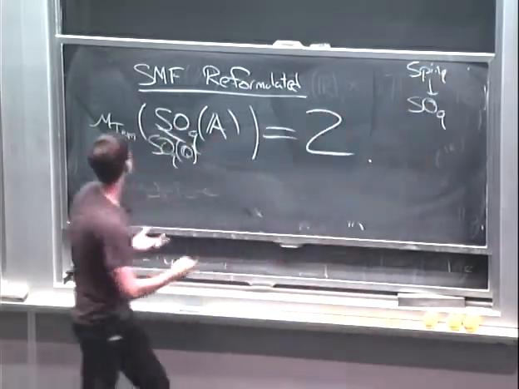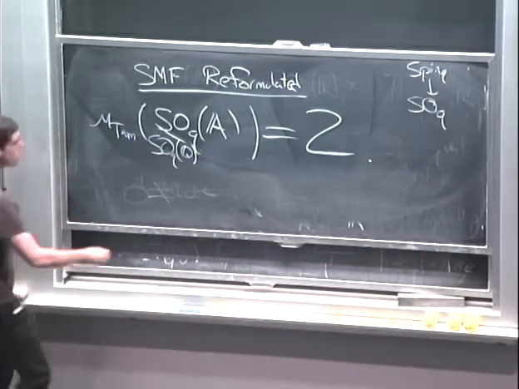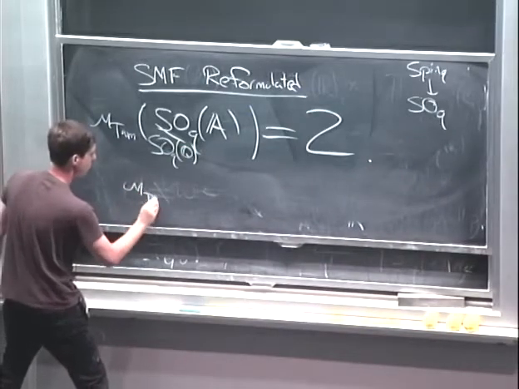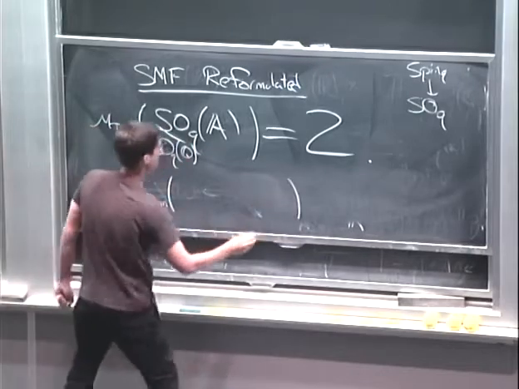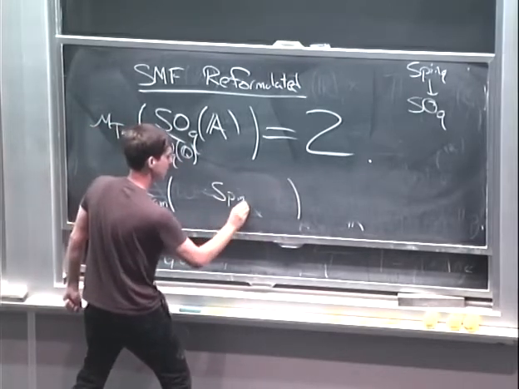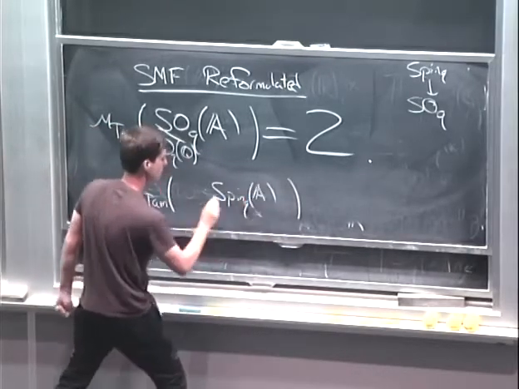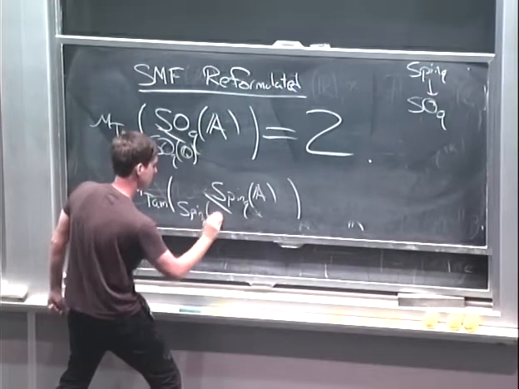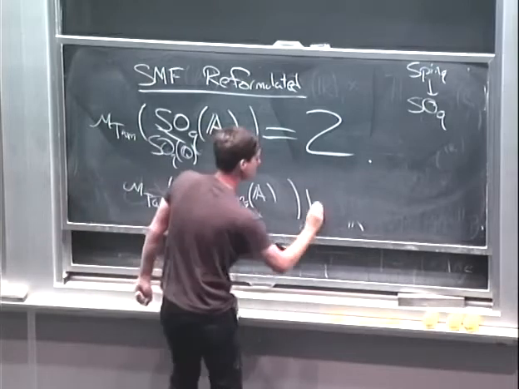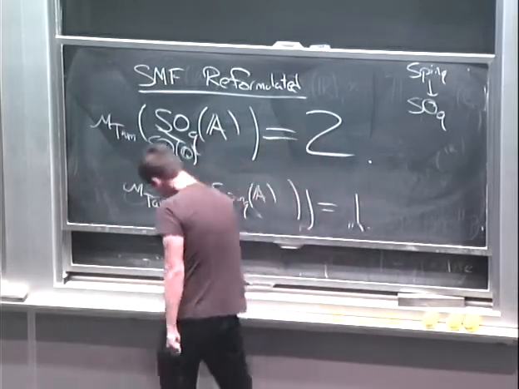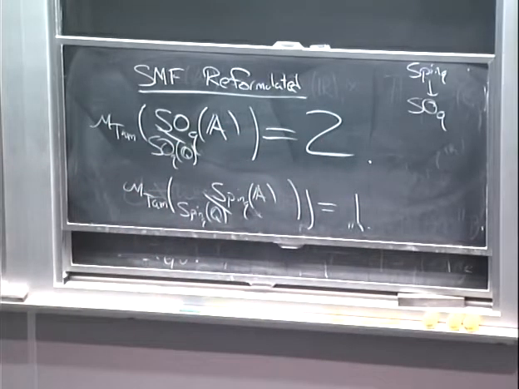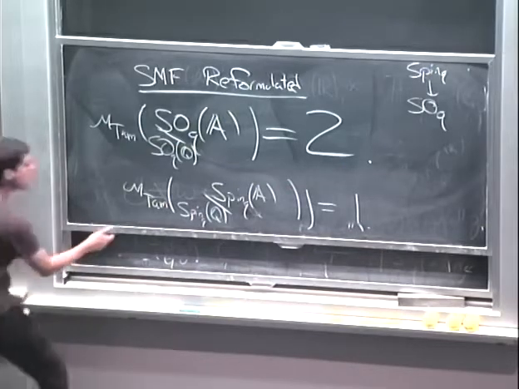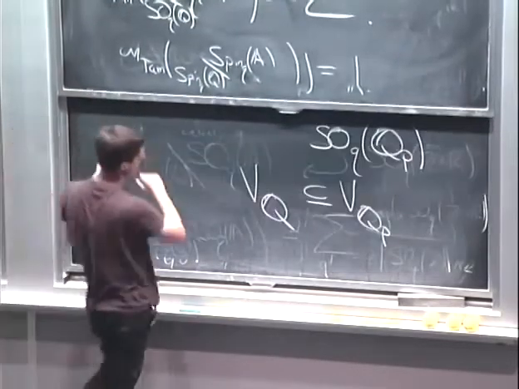And you can do exactly the same story with Spin_Q. You can define a Tamagawa measure. And if you take Spin_Q of the adeles mod Spin_Q of the rational numbers, this ends up having measure equal to 1. So motivated by this and several other examples, they proposed a generalization.